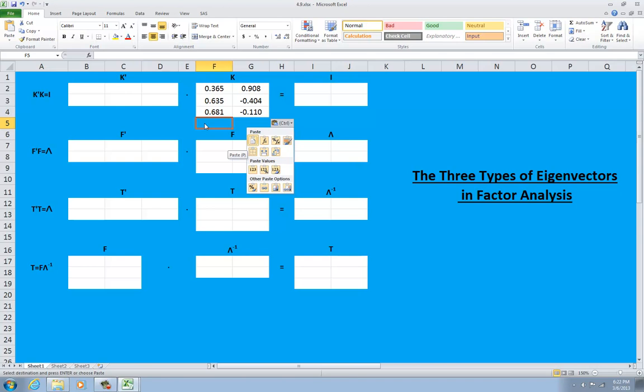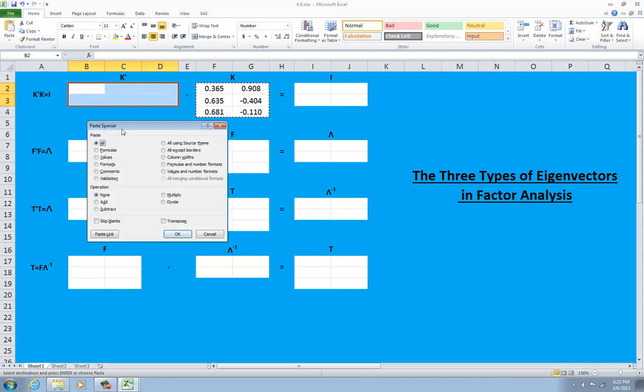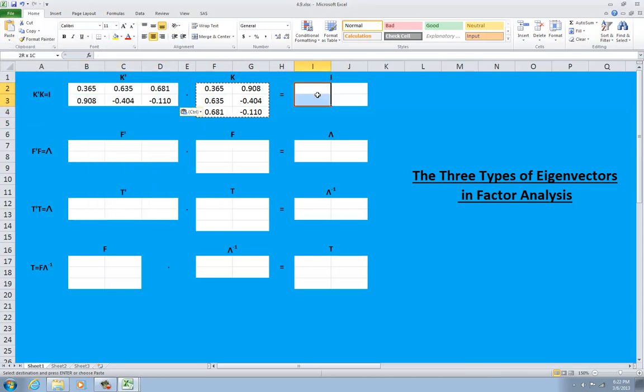Now, matrix K, when pre-multiplied by its transpose, will have an identity matrix as its product, as you can see in this formula. So I'm going to copy this K matrix and do a paste special and click transpose. Then I'm going to do matrix multiplication to multiply these two together to show you that it does indeed equal the identity matrix. Since they are normalized to 1, the diagonal entries will be equal to 1, and the off-diagonal entries are equal to 0 because the eigenvectors are orthogonal to one another. What we mean by saying that two eigenvectors are orthogonal is that they're independent of one another.